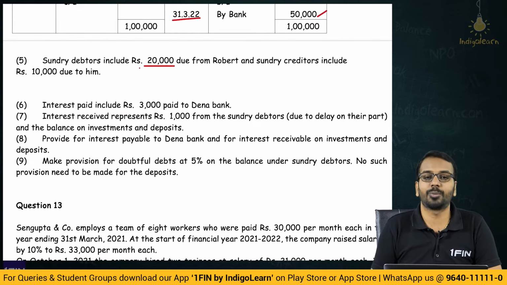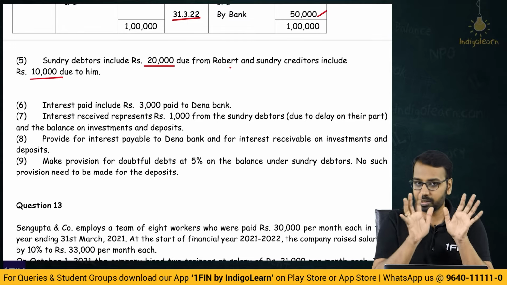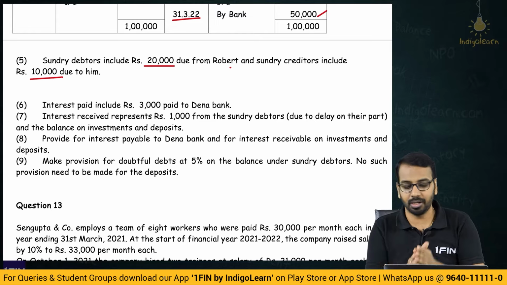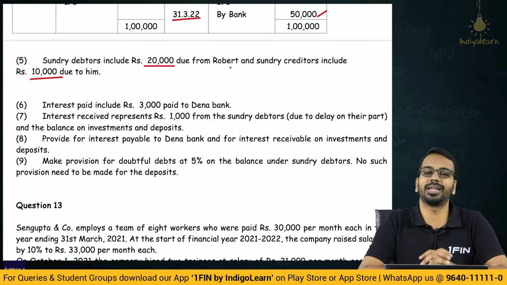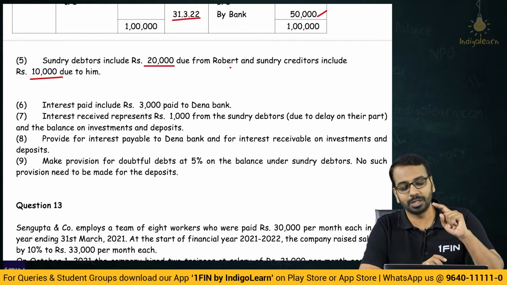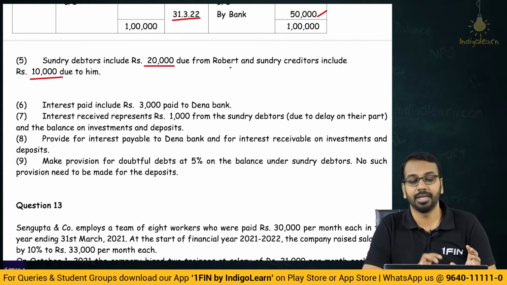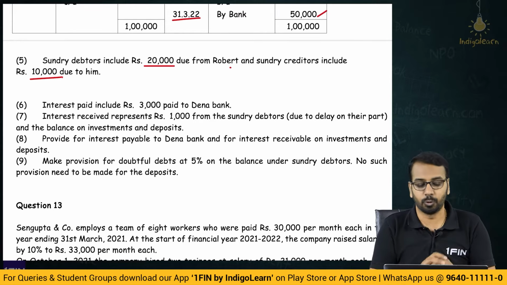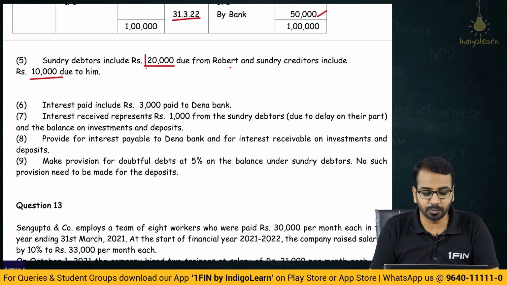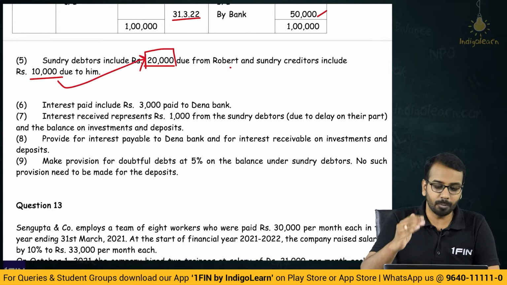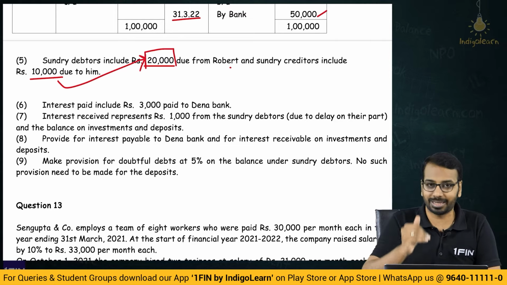Sundry debtors include 20,000 due from Robert and sundry creditors include 10,000 due to him. Means there is one party, he is also our customer, he is also our supplier. On the debtor side we have 20,000, on the creditor side we have 10,000. What is the net thing? Net thing is we have to receive 10,000 from him. Okay, so in the balance sheet when we present, what we will do, from this sundry debtors of 20,000, we will reduce 10,000 that is payable to him and we will show it as a net amount of 10,000. So debtors balance will reduce by 10,000.